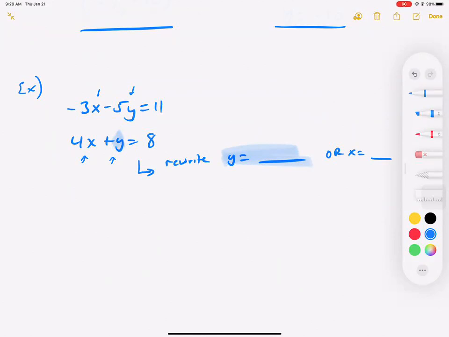So let's go ahead and change this. If I can move the 4x over, we have y is equal to, let me just show you the work. 4x plus y is 8. I'm going to minus 4x to both sides. Y is equal to negative 4x plus 8. Okay, so we have our nice magic equation here. And we're going to use this to substitute y in.